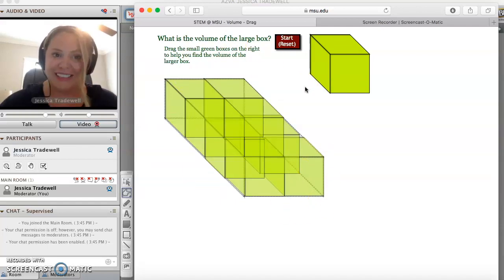Did any of you guess 8? Maybe? At first, I only thought there was 6. Before you leave today, I'm going to send you a link where there's lots of different prisms you can pull and take guess estimates at and have fun with it. Volume's fun.